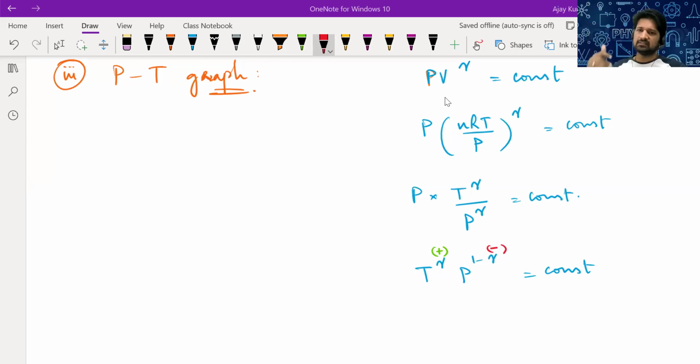So when numerator increases, denominator will also have to increase. Or when numerator decreases, denominator will also have to decrease. That's why temperature, pressure either both increase or both decrease in an adiabatic process. Okay. Now you need to draw a graph between them.